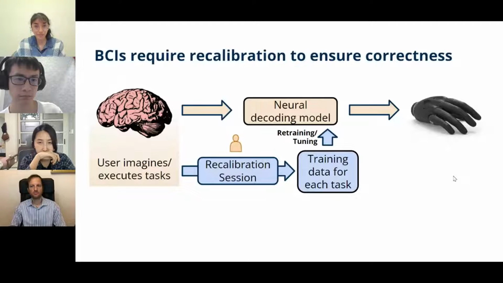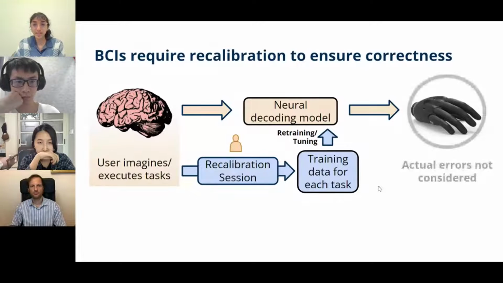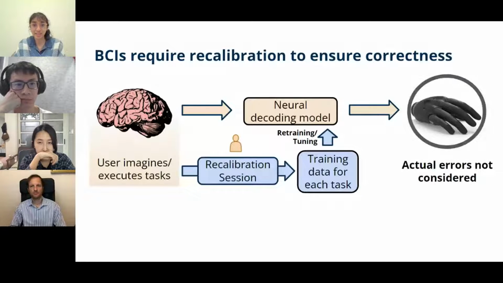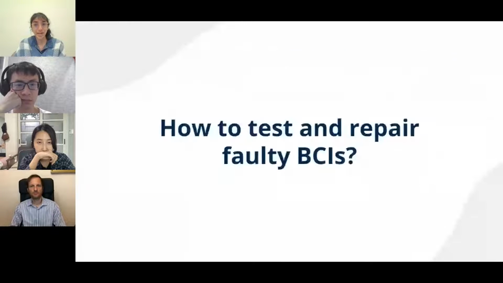However, this process may be ineffective for repairing faults. It does not prioritize tasks for which the BCI currently performs work on. In our work, we explored how to effectively test and repair BCIs by thinking about the underlying neural decoding model as software to be tested.